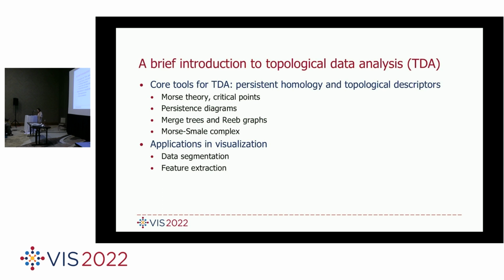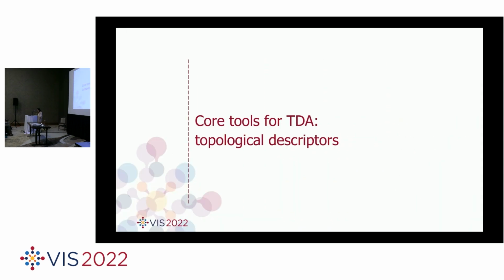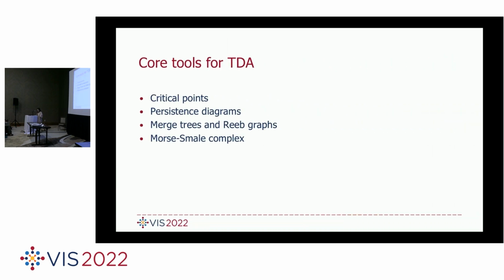And today, I'm mostly going to focus on the description of critical points, persistence diagrams, merge trees, Reeb graphs, and finally Morse-Smale complexes. And then there are other topological descriptors out there, but I'm going to focus on those examples. And then I'm only going to describe very briefly some of those potential applications. Throughout today's tutorial, you're going to see lots of applications using those core tools. Okay. So let's start with examples, starting with critical points.